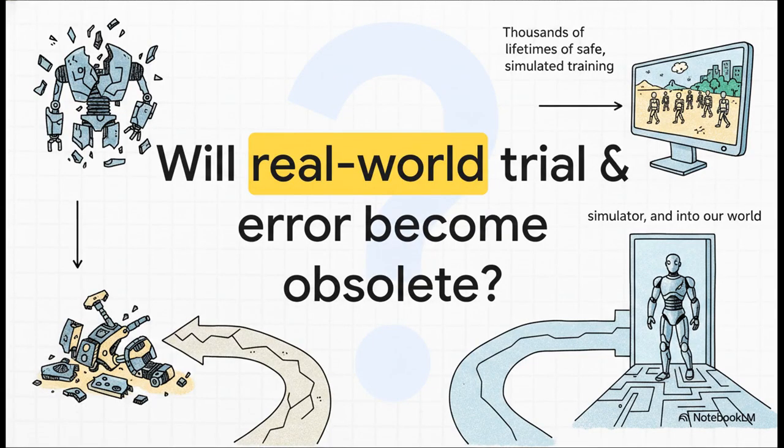Which leaves us with a pretty profound thought to end on. We've gone from a world where teaching a robot to walk meant risking millions of dollars of shattered metal, to a world where we can run thousands of lifetimes of totally safe, simulated training in a single afternoon. As these massively parallel simulators keep getting better and begin to perfectly mirror our physical reality, will real-world trial and error for machines eventually become entirely obsolete? It's definitely something to think about as you watch the next generation of robots step out of the simulator and into our world.